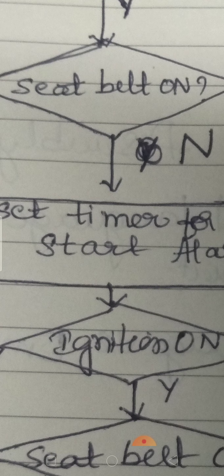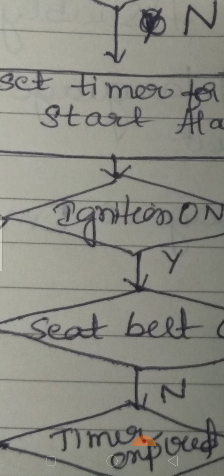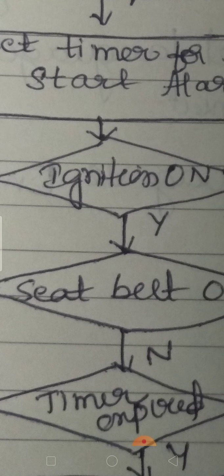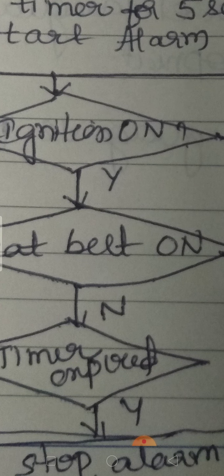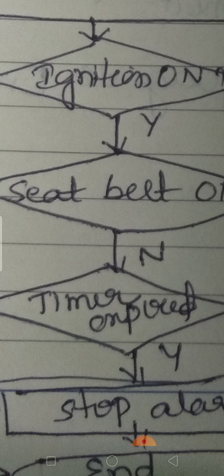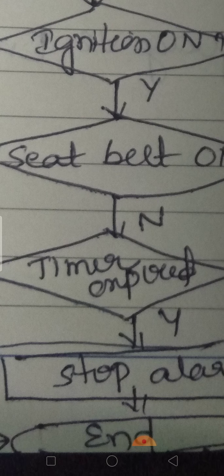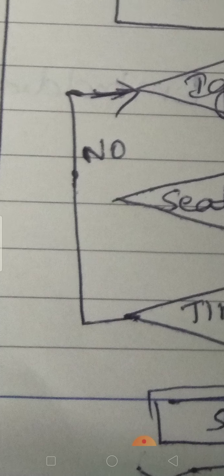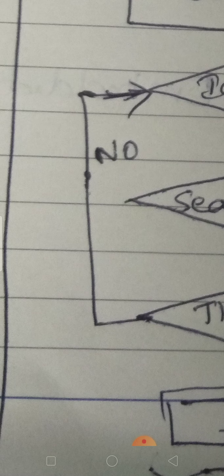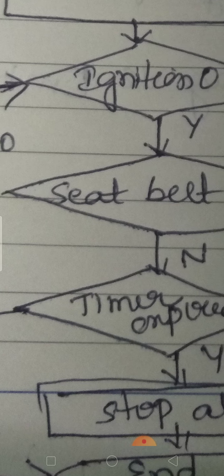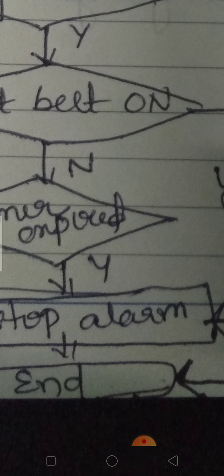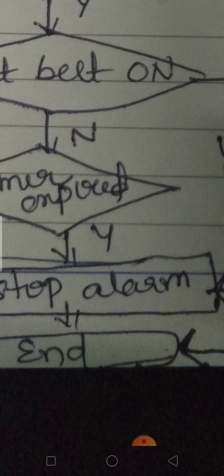Then check once again, ignition on. Ignition on, yes. Then check the seat belt on. If the seat belt is not on, then it is understood the timer is expired. If ignition on, if it is no, then what has to be done? Timer expired, then again check for ignition on. If seat belt is on, then stop the alarm. This is the sequential program for the seat belt warning system.